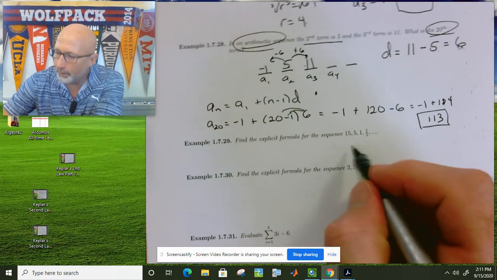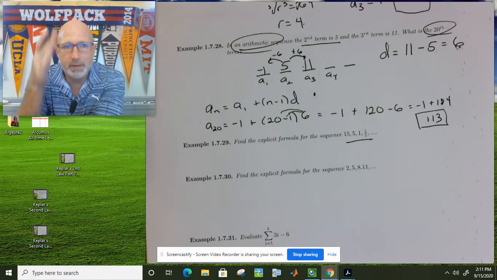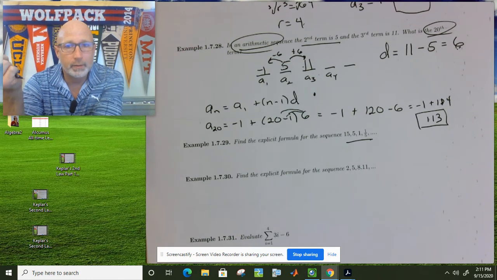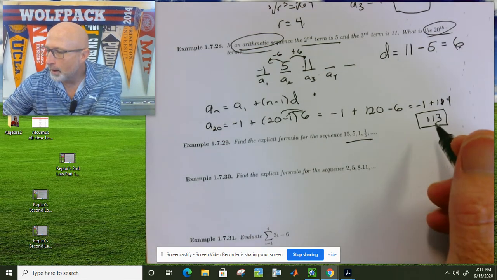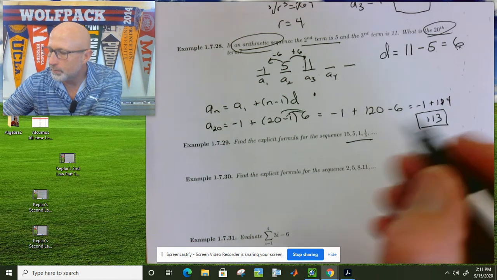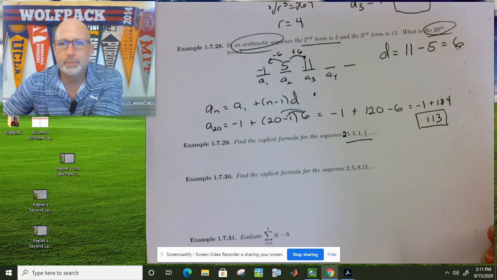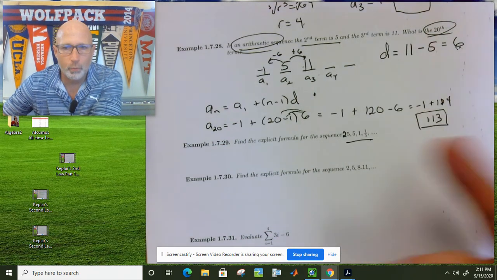Okay, number 29. Now notice I didn't tell you what type of sequence this is. You need to determine what that is. Is it going up and down by the same amount, like adding or subtracting, or is it by multiplying? Hopefully you see, I realize this is a mistake. So this should be 25. Sorry about that. That should be 25.